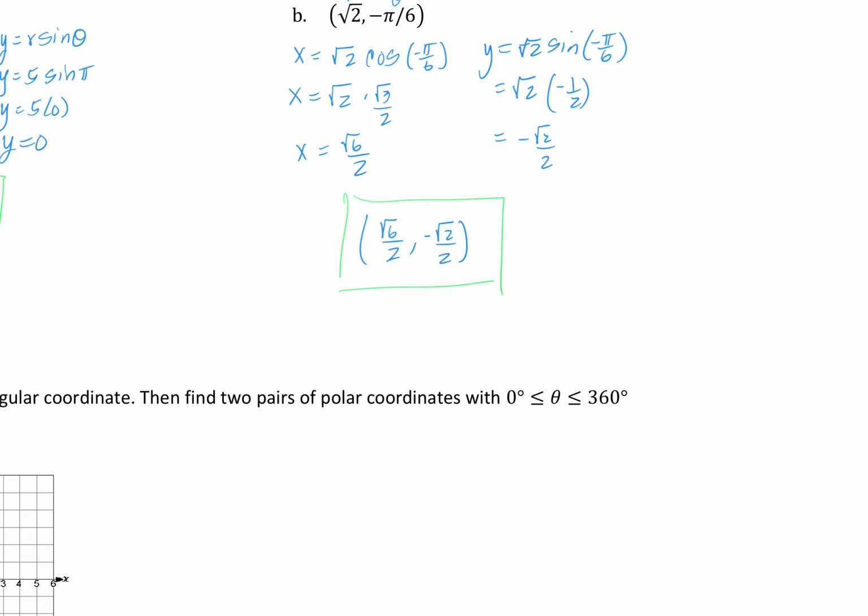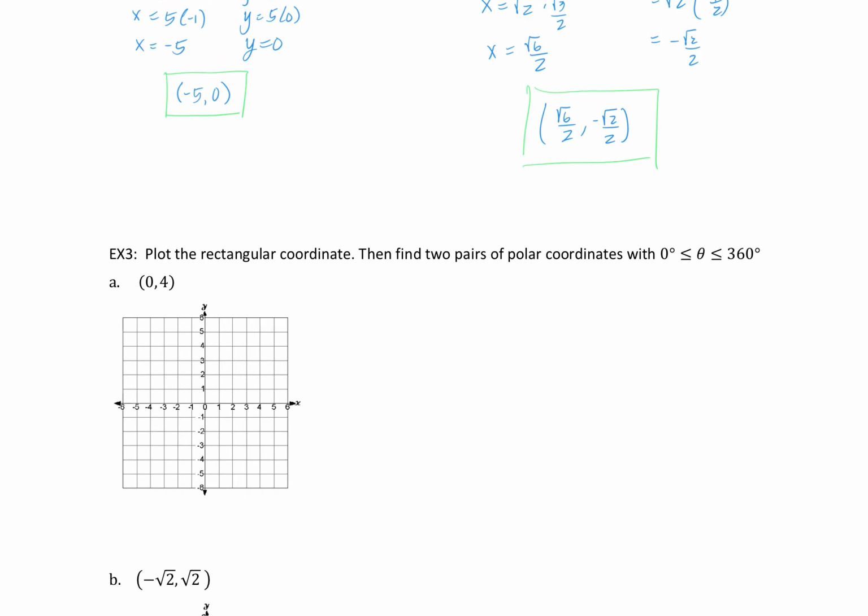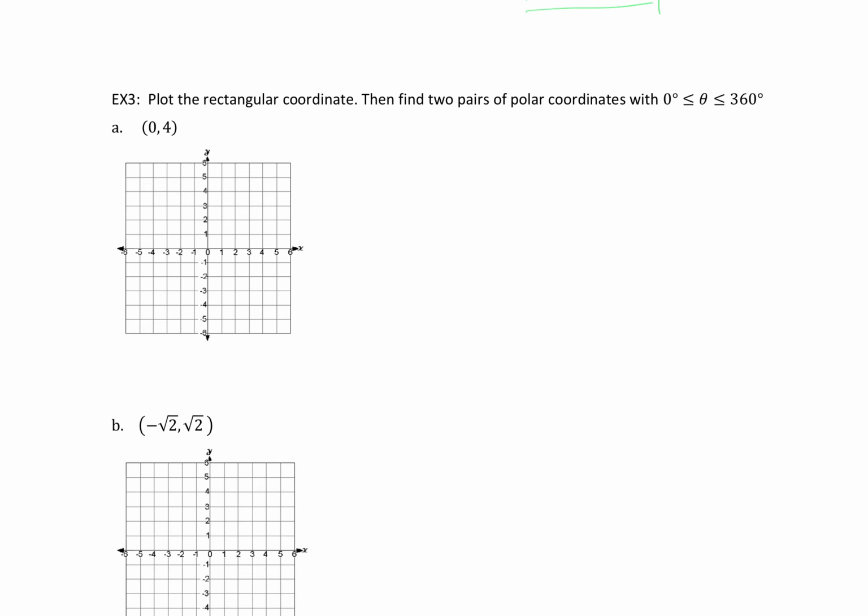Now, when you go from rectangular to polar, you always have to keep in mind what quadrant you're in. Okay. So example 3 says plot the rectangular coordinate and then find 2 pairs of polar coordinates where the theta value is between 0 degrees and 360 degrees. So in this case, I'm not working in radians, I'm working in degrees for theta. The rectangular coordinate that I was given is the point (0, 4), so that's an x and a y. So remember, we're going rectangular to polar, and I have to find the polar coordinate. So I'm going to graph this, and it's going to be 0 for x, 4 for y.